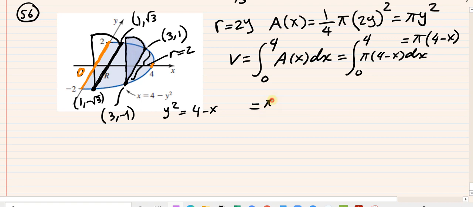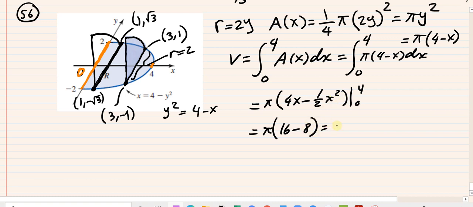Therefore, this is going to be pi times the integral of 4, which is 4x, minus the integral of x, which is 1/2 x squared, from 0 to 4. At the upper limit, 4 times 4 is 16, minus 1/2 of 4 squared, which is 16, is 8. 16 minus 8 is 8. So the volume of that solid is going to be 8 pi. Okay, and there we have it.